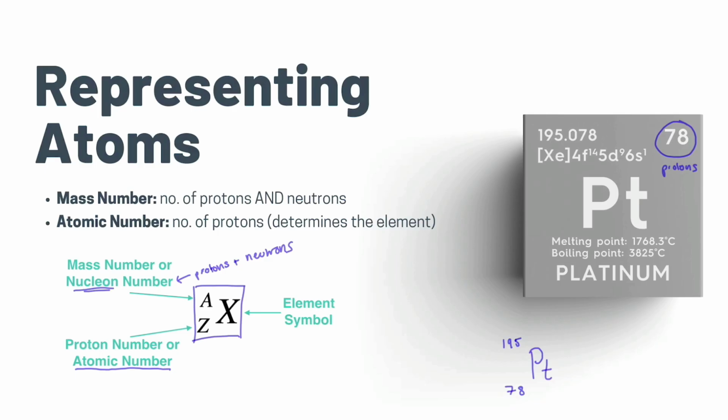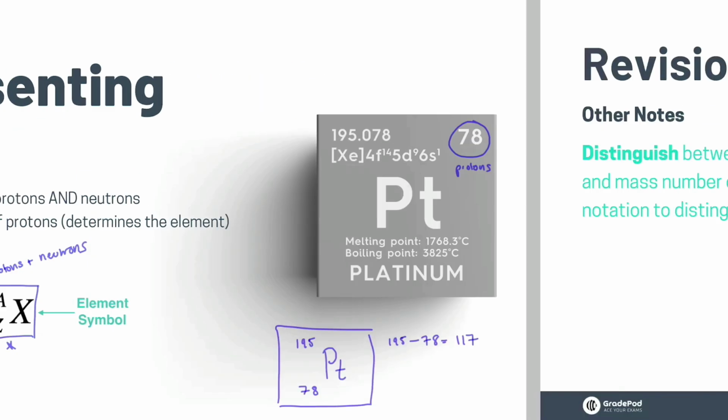If we wanted to find out how many neutrons were in platinum, what we could do is take the mass number, 195, subtract the proton number, 78, and that will give us the number of neutrons. So the number of neutrons is 117 neutrons. It's good for you to, first of all, start recognizing this notation here, but also start being comfortable with putting your proton number, your mass number and the element symbol as shown.